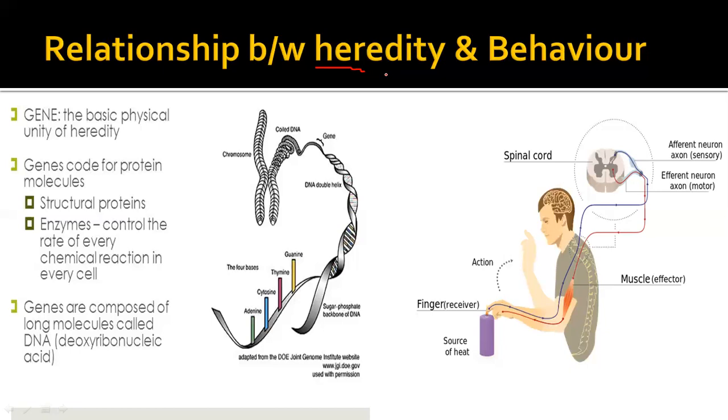So nerve impulses, hormones, physiological mechanisms, any type of sensory receptors, they are all under the control of genes. The gene is the basic physical unit of heredity, and genes code for protein molecules, and these proteins can be structural or enzymatic, where chemical reactions are going on. So this DNA, or the presence of genes on this DNA, plays a great role in describing the behavior of any organism. Members of the same species vary in the expression of certain behaviors because of variations in the genes, and their behaviors have survival value as well.